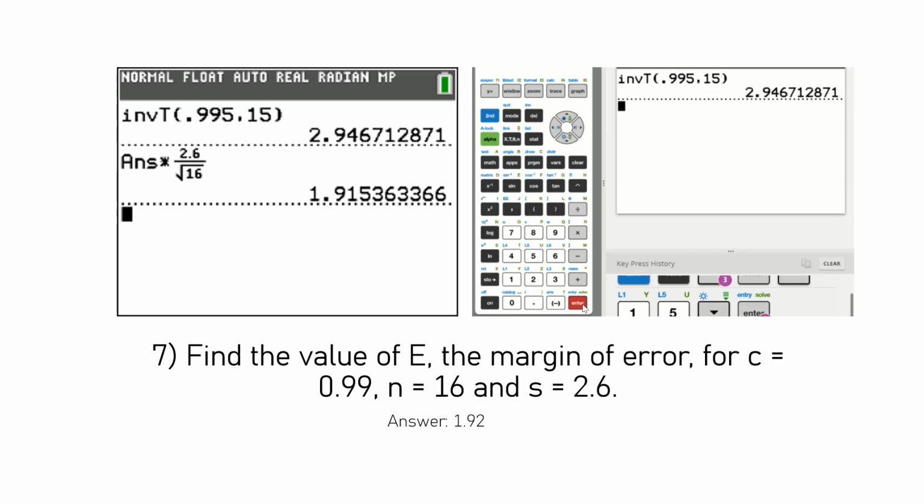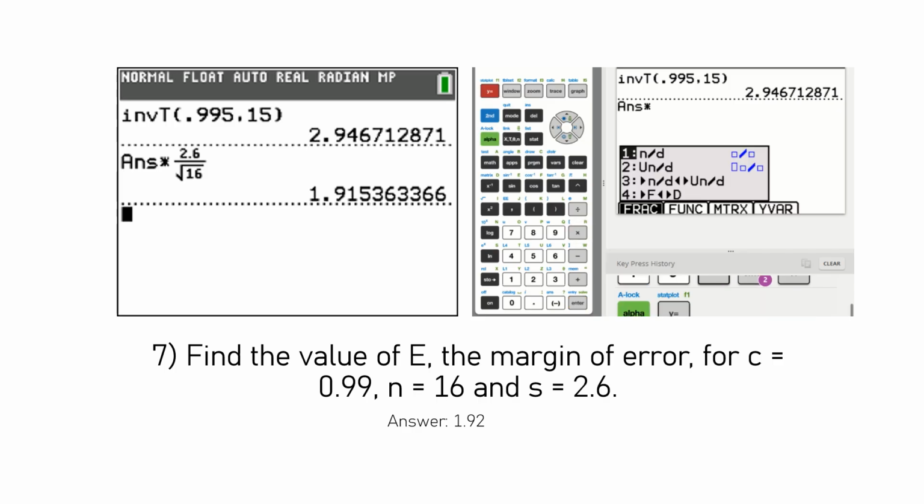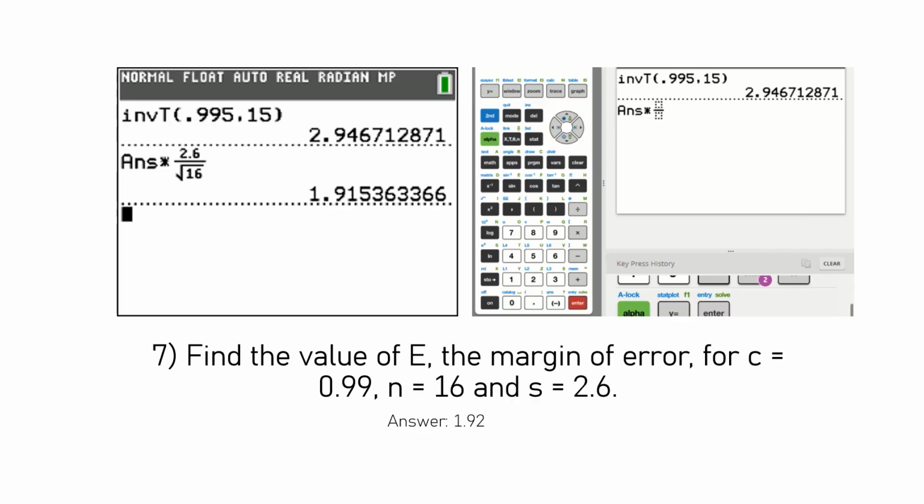And then we multiply that by 2.6 over the square root of 16. I know that you know that's 4, but I'm going to type in the square root of 16 just to show where the buttons are.